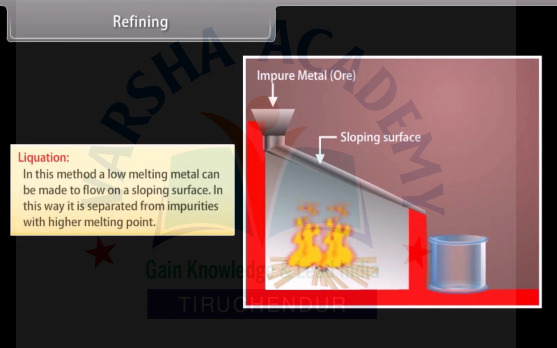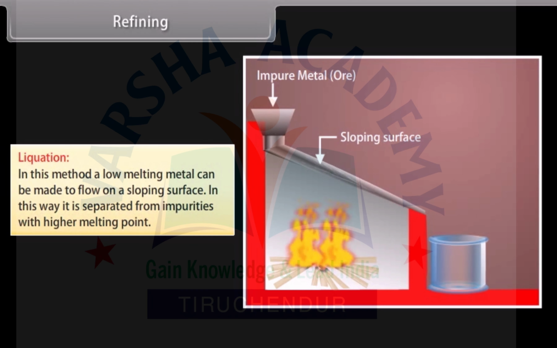Liquation. In this method, a low melting metal can be made to flow on a sloping surface. In this way, it is separated from impurities with higher melting point, for example, tin.